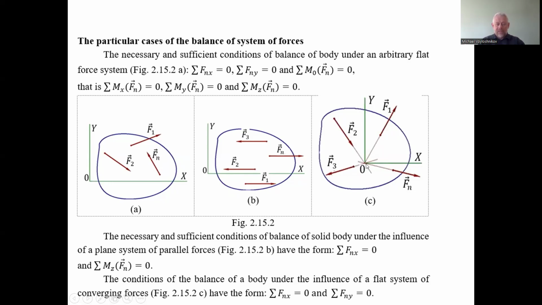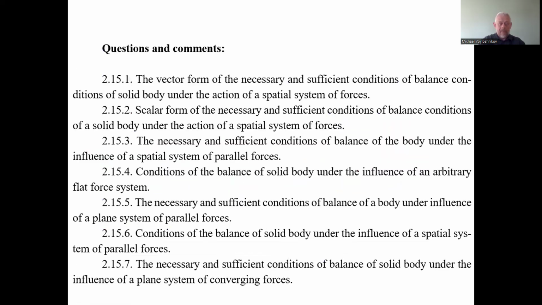We coincide this into the point of the intersection of all the lines of the actions of the forces considered in the system of forces. So the condition of balance of a body under the influence of convergent forces has to be that all projections of forces on the abscissa axis and on the ordinate axis have to be equal to 0. We do not consider the rotating moment for a convergent system of forces. The rotating moment is 0.